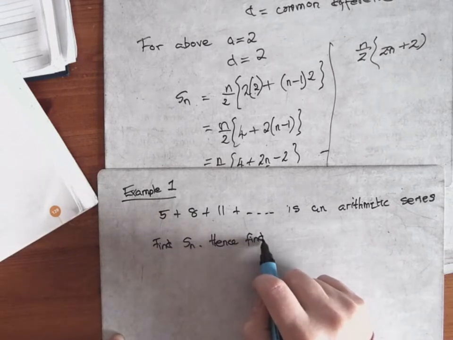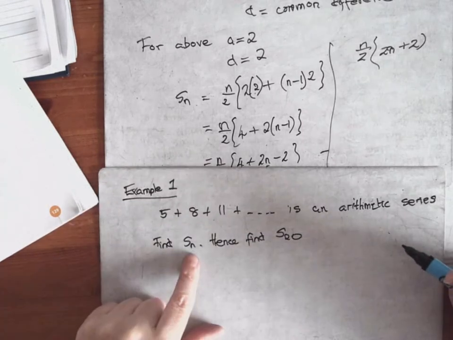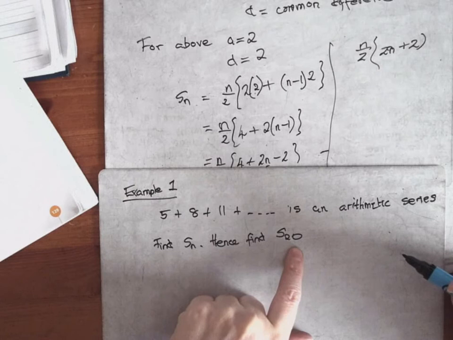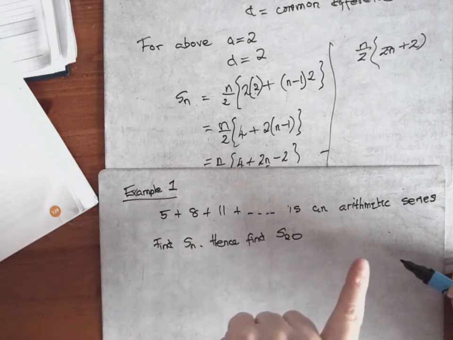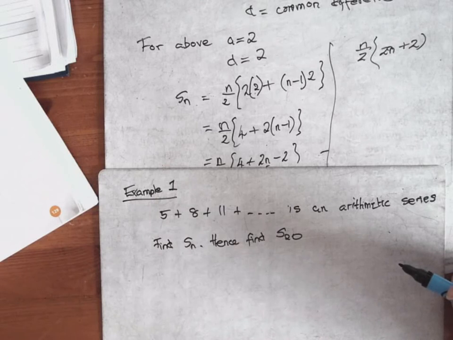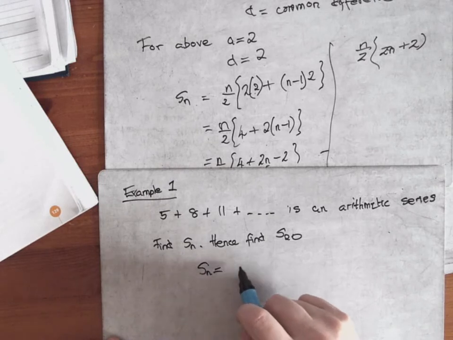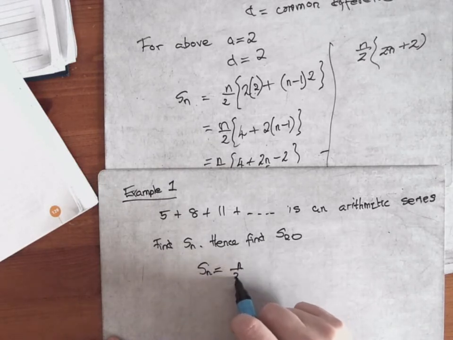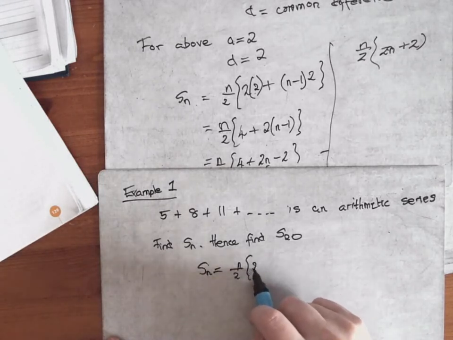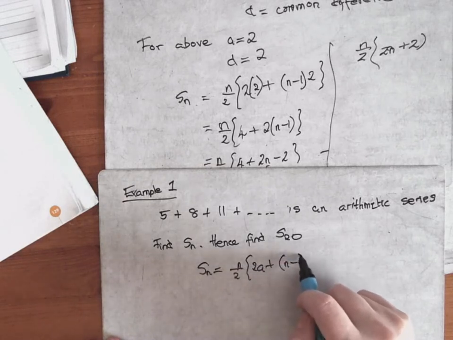So they want you to find a general term and then they want you to find the sum of the first 20 terms. If you were to write out the first 20 terms and add them all up, what would your answer be? So off we go to our log tables and we write out our formula. Sn equals n over 2 into 2a plus n minus 1 times d.